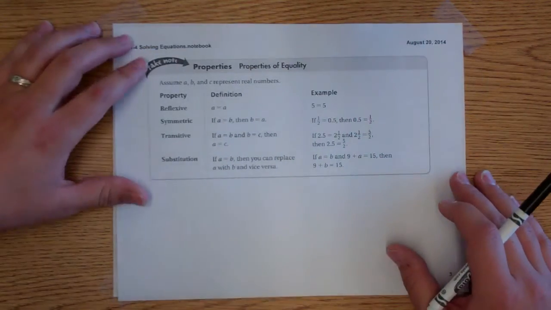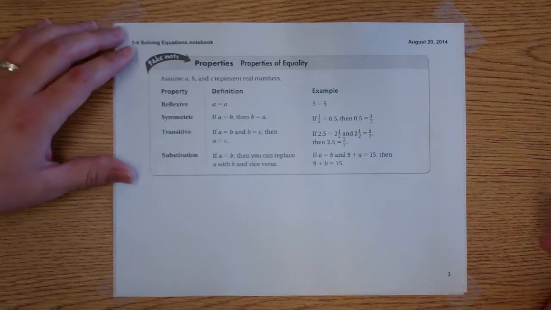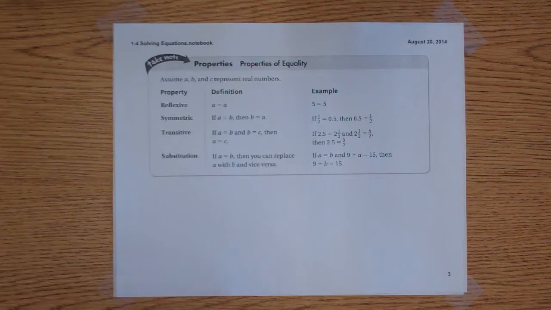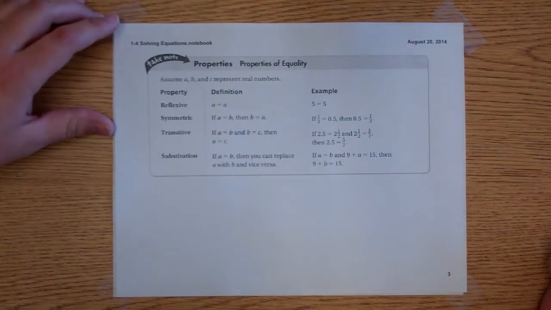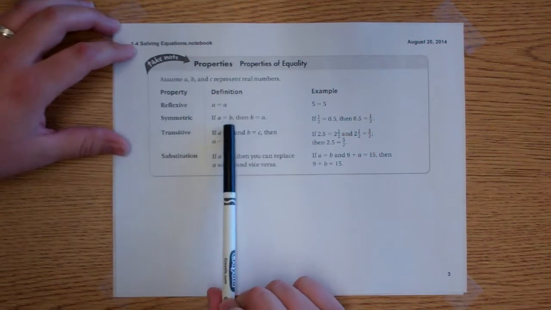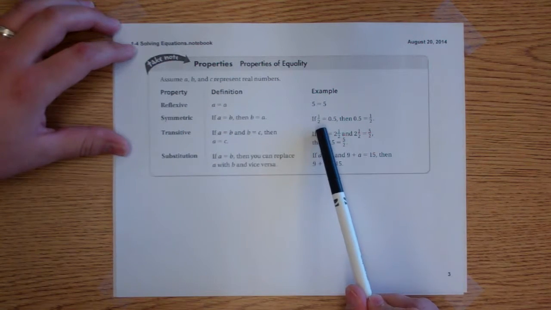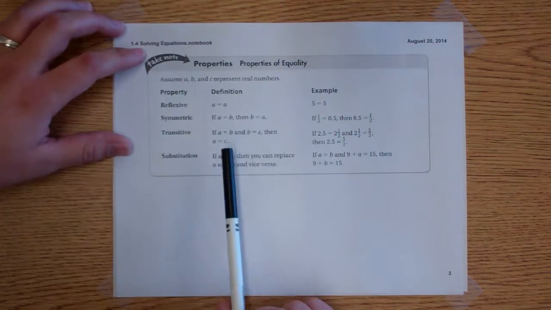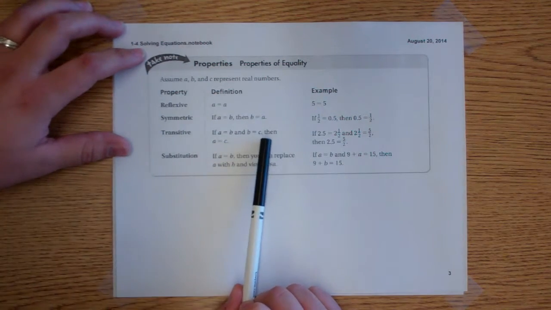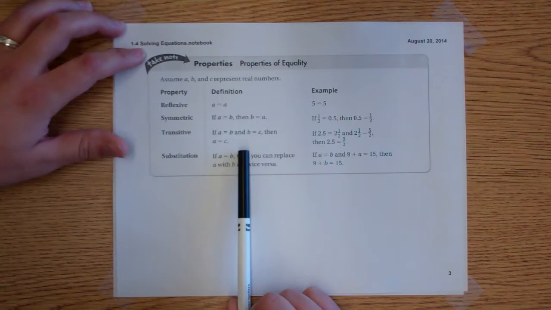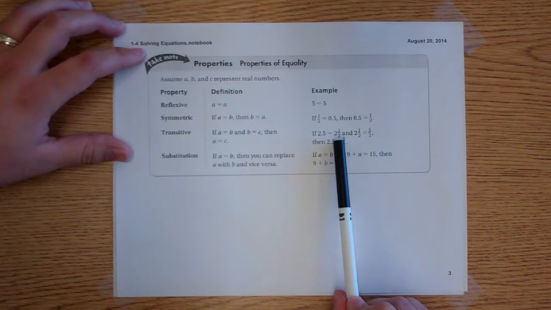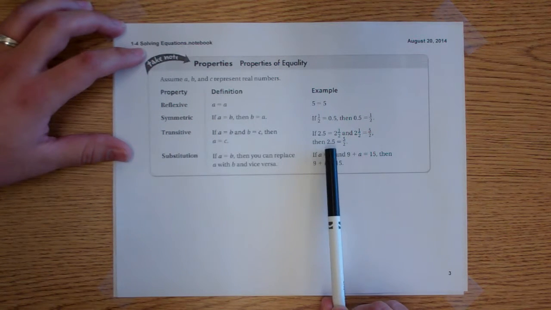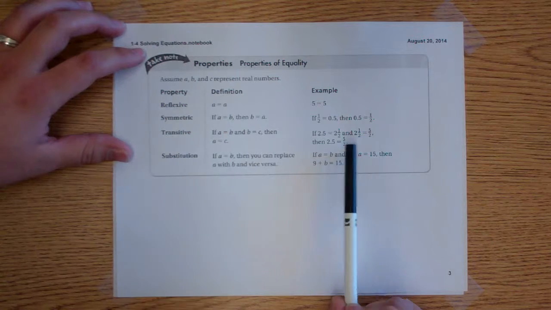Alright, here's a few properties of equality that you need to make sure you remember. Reflexive property, so A equals A. Example, 5 equals 5. Symmetric, if A equals B, then B equals A. 1/2 equals 0.5, then 0.5 equals 1/2. Transitive, if A equals B and B equals C, then A equals C. So 2.5 equals 2.5. And 2.5 equals 5 over 2, so therefore 2.5 will have to equal 5 over 2.